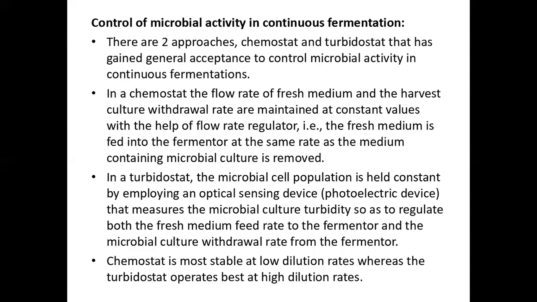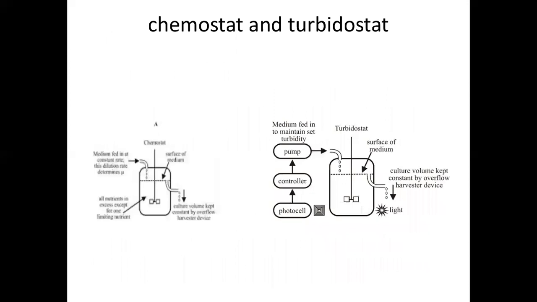Next, chemostat is more stable at low dilution rates, whereas turbidostat operates best at high dilution rates. Okay, this we have to remember. For chemostat, when we want to maintain a chemical at a constant rate, low dilutions are better, and for turbidostat, high dilutions are better. So these are the diagrams for chemostat and turbidostat.